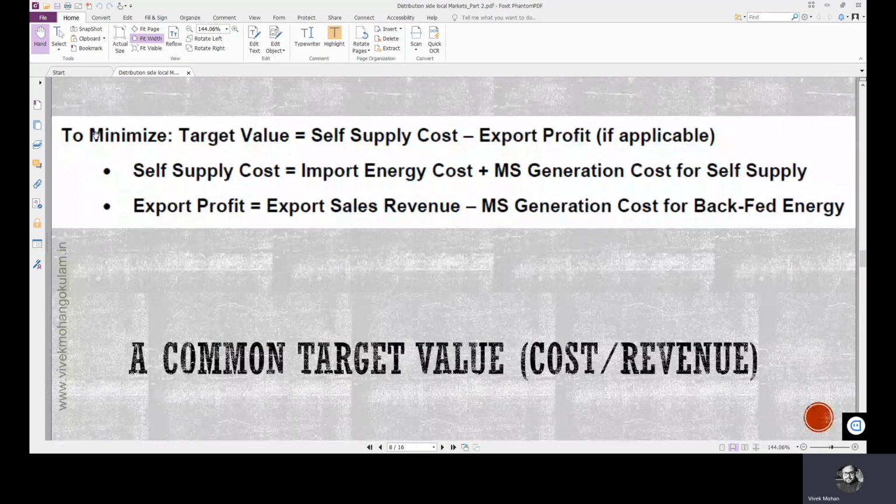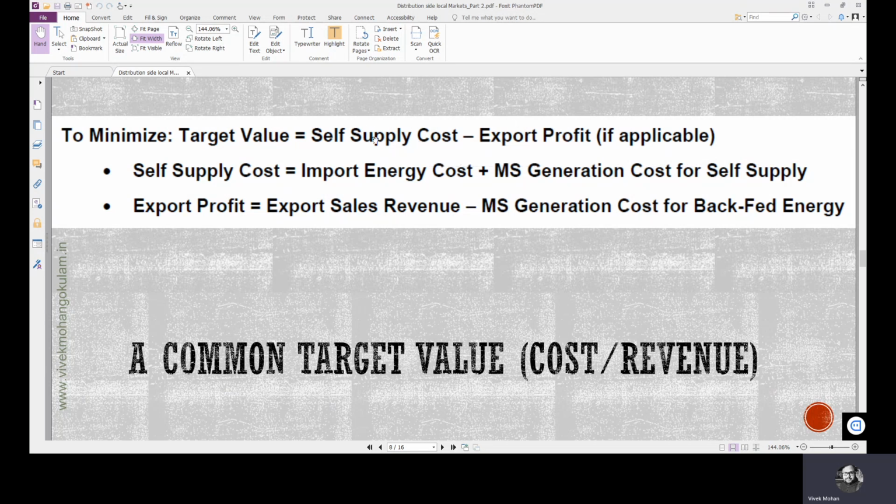Now coming to the minimization of the target value, cost should be minimized, right? And the target value is defined as the self-supply cost minus export profit. What is export profit? If excess power is there in the microgrid, then the DSO pumps it to the grid, right? So the DSO gets some money for that. So this is export profit. But if there is no excess power, then this is not applicable. So that is why it is written here, if applicable. The second term is applicable only if excess power is there and if it is pumped to the grid.